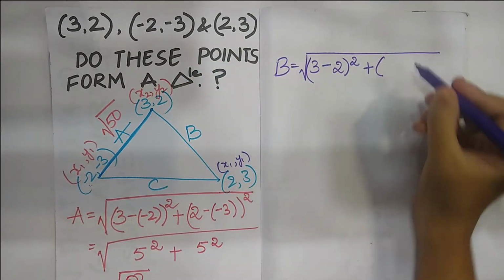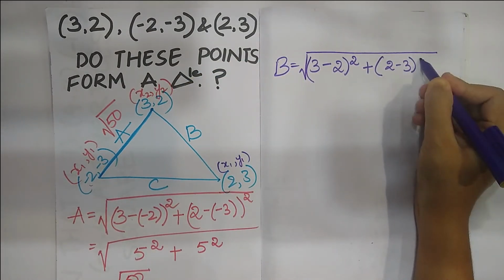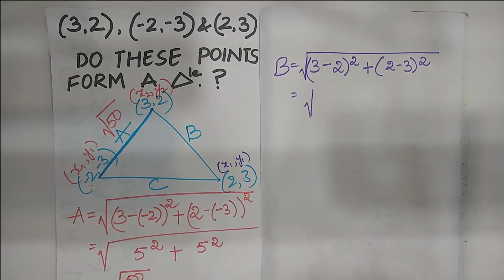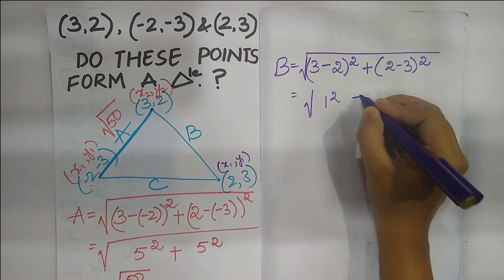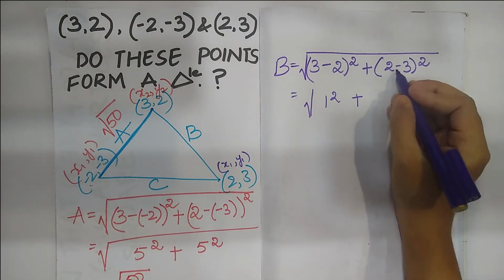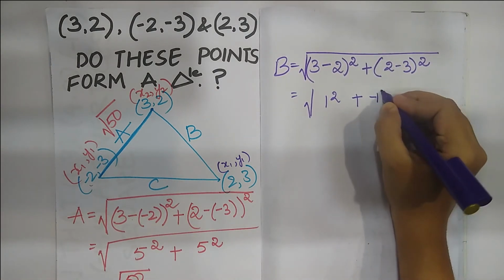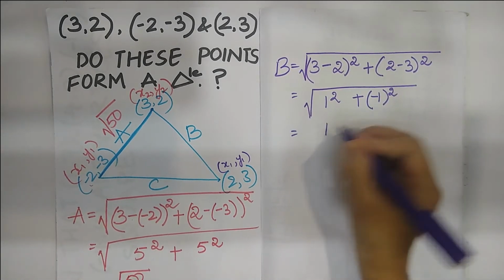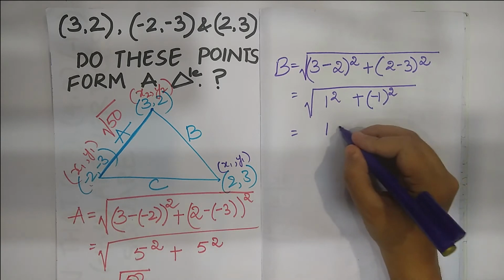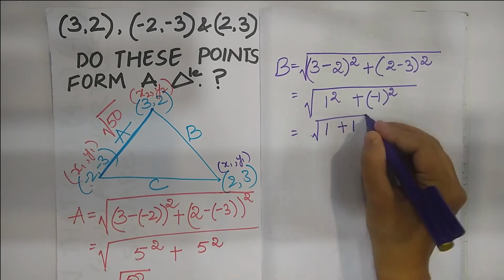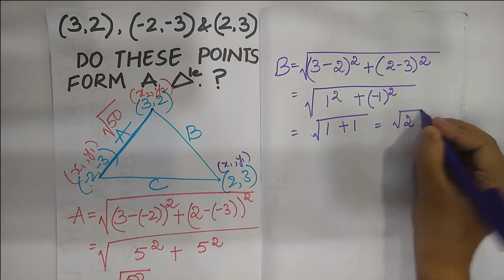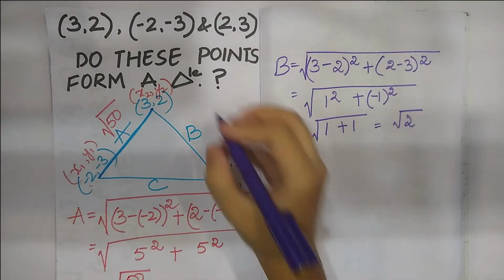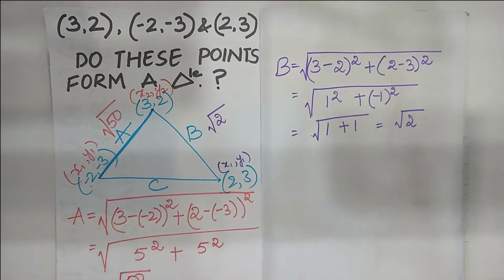So it will be 2 minus 3 the whole square. So that is equal to square root of, what is 3 minus 2? 1. So it will be 1 square plus, what is 2 minus 3? 2 minus 3 is minus 1. So it will be minus 1 the whole square. So you know what is 1 square? It is 1. And minus 1 square is also 1. So it will be square root of 2. Which means here this distance B is equal to square root of 2.